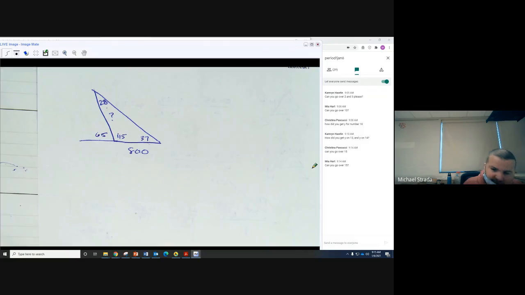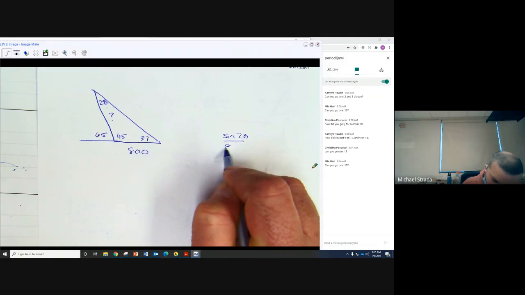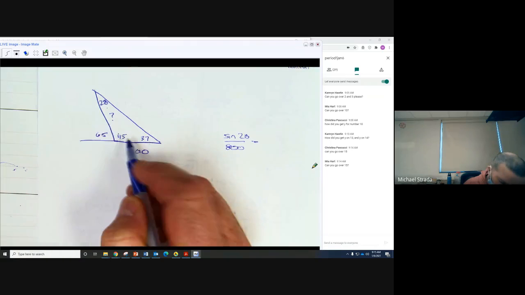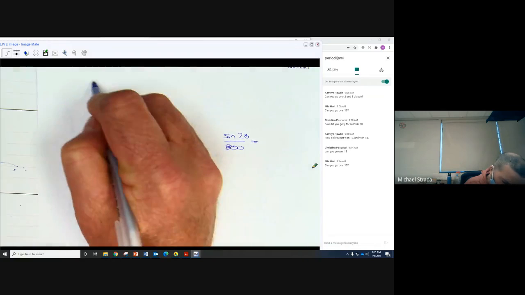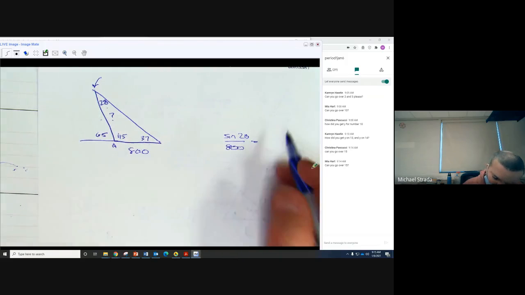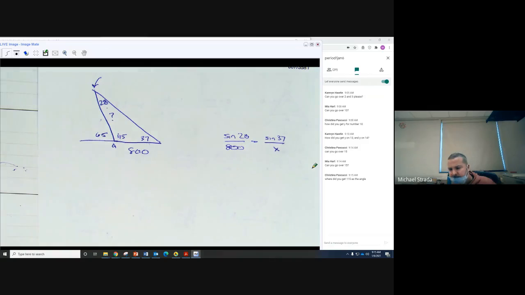So that's going to be my middle proportion, sine 28 over 800 equals. Now I'm trying to get the distance from point A, which is there, to the balloon, which is up there. So I need that distance there. The angle opposite that is the 37, so sine 37 over x.